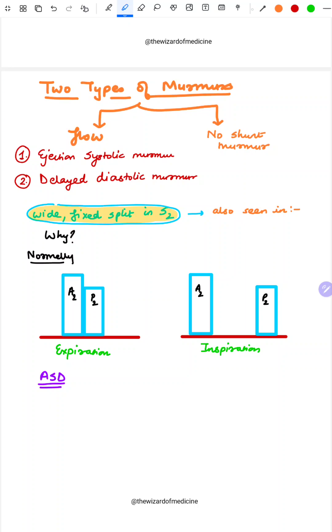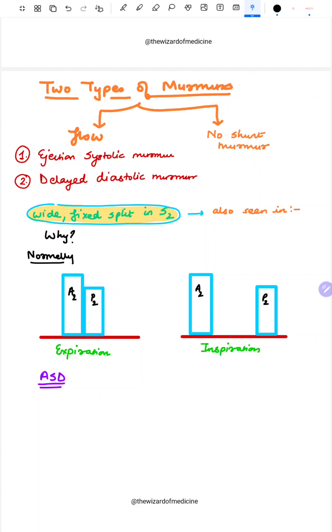Now you know S2 is the second heart sound. How is S2 normally heard? It is because of the closure of the aortic and the pulmonary valves, right? So what happens normally is that during expiration we do not hear any split. But during inspiration there is a split between the A2 and P2. There are two components of S2. Now you must be knowing about that.